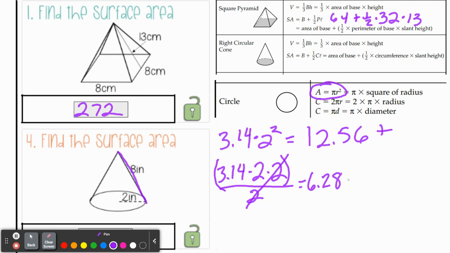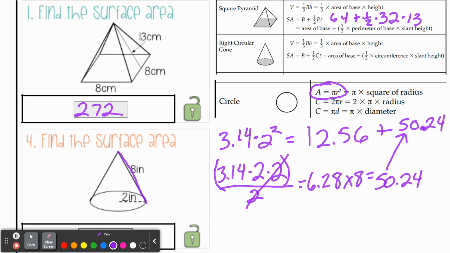And we have to take that times our 8. Whatever number we get there is what we add up here. Okay, so 6.28 times 8 is 50.24. Now it says to round to the nearest hundredth. You shouldn't have to do that very often since we're using 3.14. Only every maybe 1 or 2 you might have to do that.